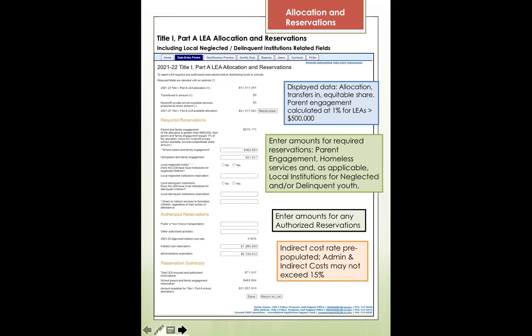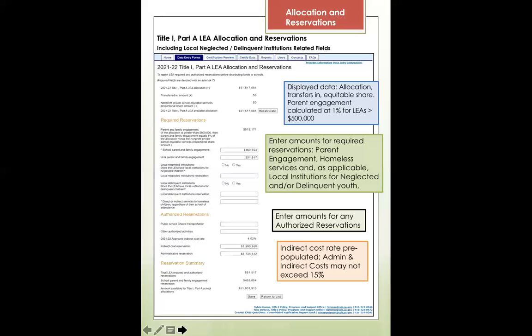This form includes reservations for neglected and delinquent youth. There's been a lot of confusion on serving those kiddos that are in institutions. And so this year, you will get the form that's most appropriate to your district, is my understanding. So if this is applicable to you, then you'll get this form. If it's not, you'll get another form that just doesn't have the N&D reservation on it. So you won't have to worry about that.